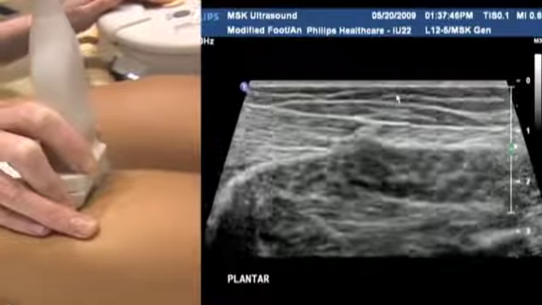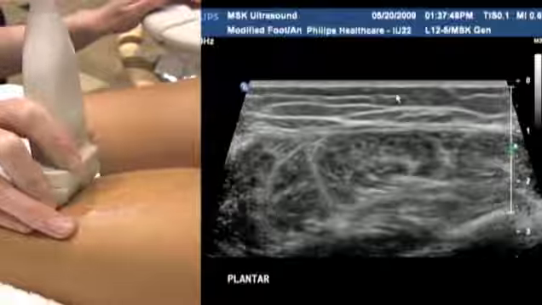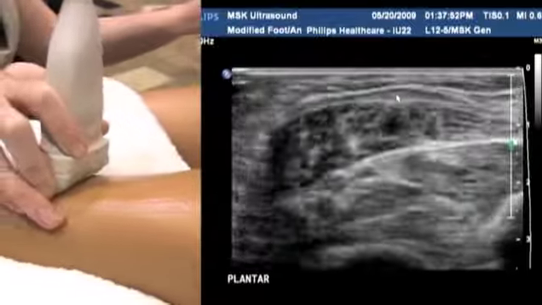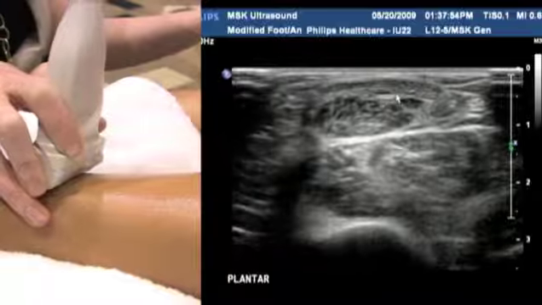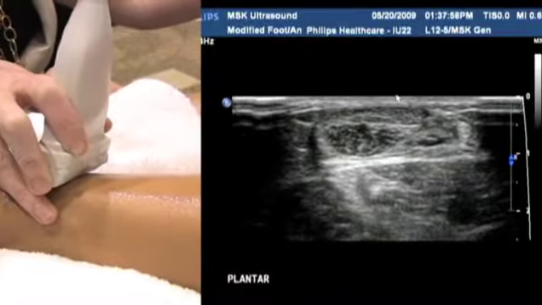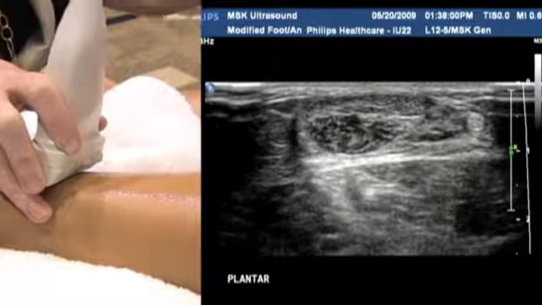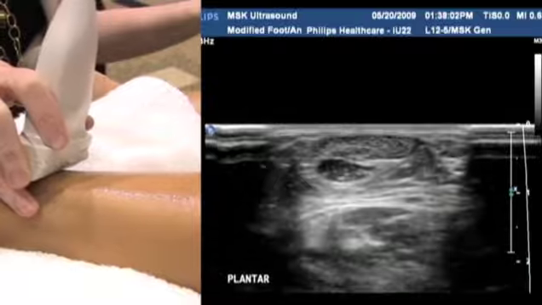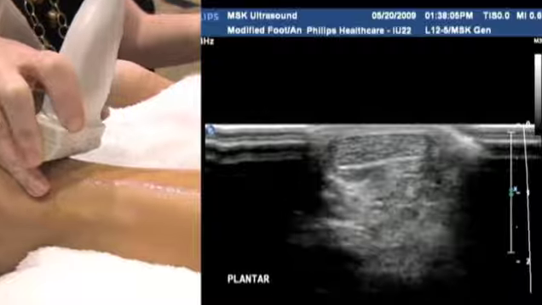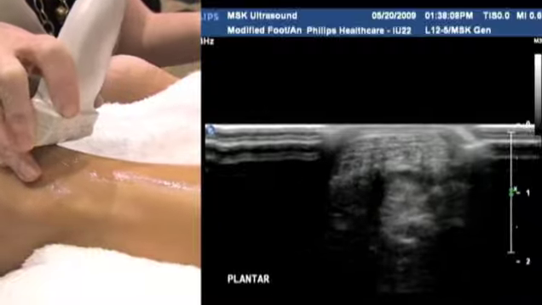Again, just scanning down one more time, being really sure we've covered the entire area. We've been sure to put power Doppler on. We've checked that retrocalcaneal bursa. All the way down distally.